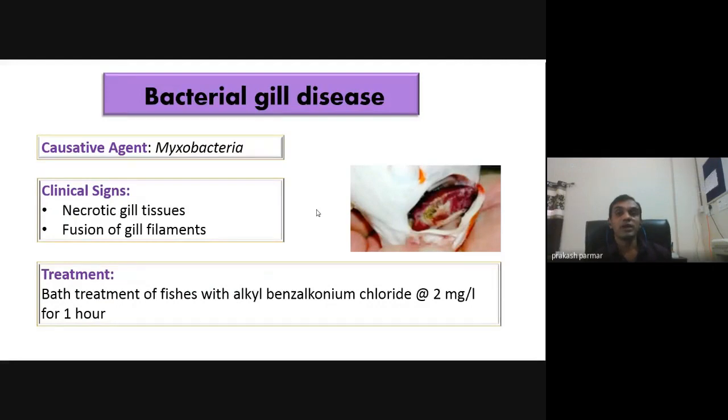Then Myxobacteria, affecting the gill and causing disease in the gill area, is known as bacterial gill disease. Here also you can observe the same condition: it enters into gill cells and goes into cell necrosis. So necrotic areas and white patches we can find in bacterial gill disease. And because of the high slime presence, fusion of the gill filaments occurs. Alkyl benzyl choline chloride can be used for treatment, or some other antibiotics can be used.